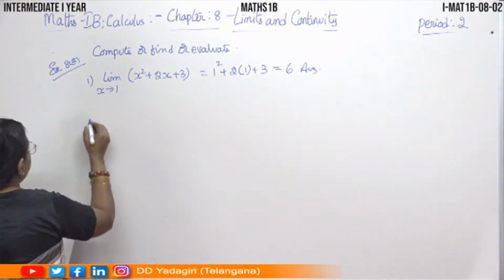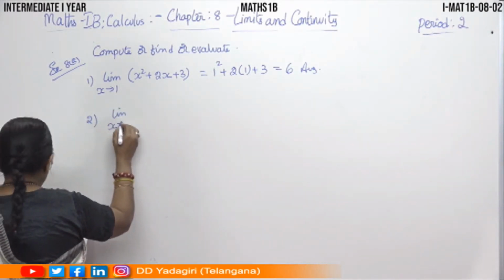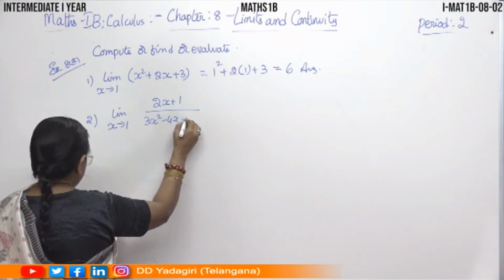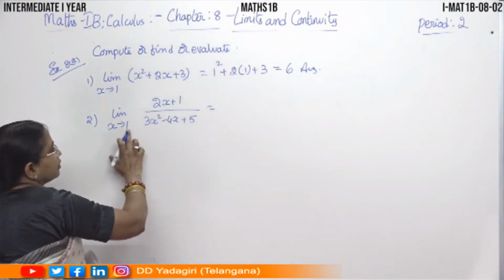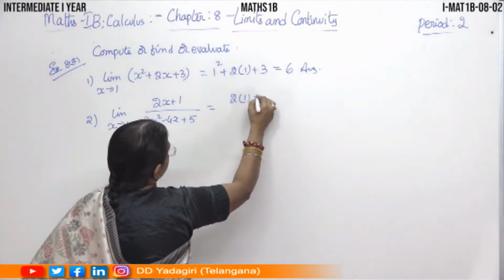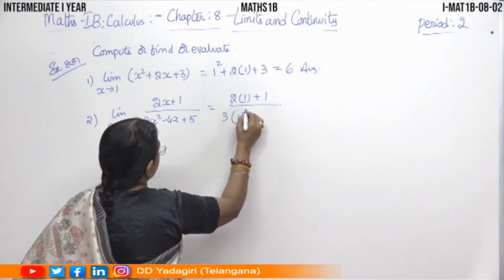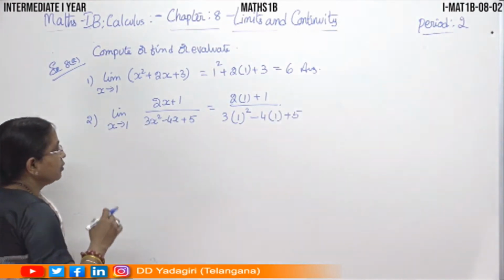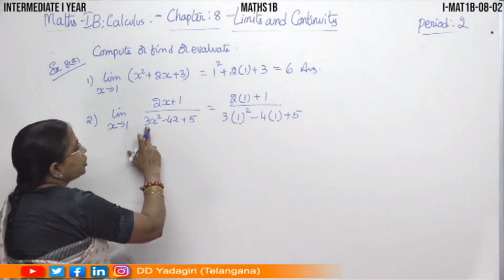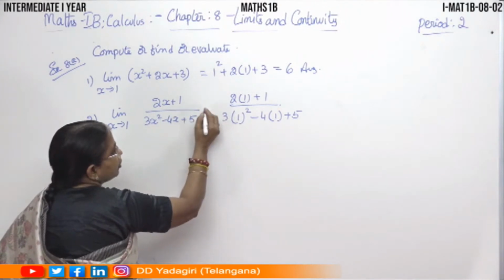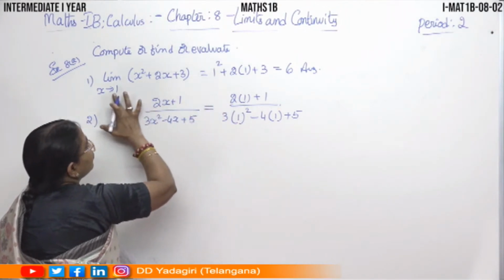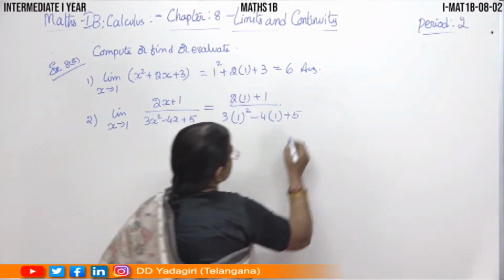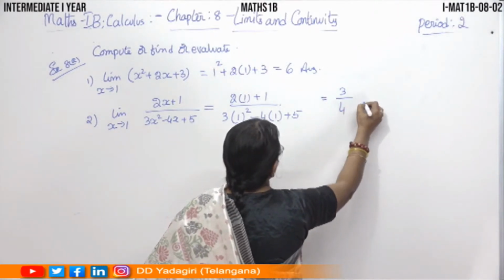Okay. Next problem. Suppose it is limit x tending to 1 of 2x plus 1 by 3x square minus 4x plus 5. Then first substitute. Put x is equal to 1. So it is 2 into 1 plus 1 by 3 into 1 square minus 4 into 1 plus 5. Note here that when you are substituting the limit as 1, you should not write limit again. You will just write the value. So it is equal to 3 by 4. That's all.